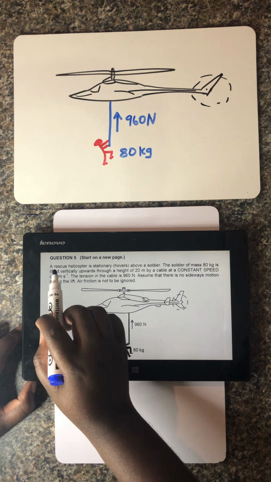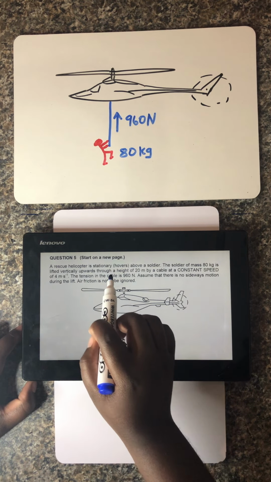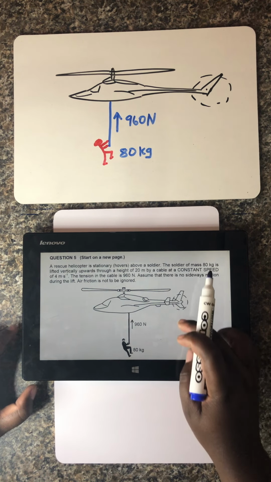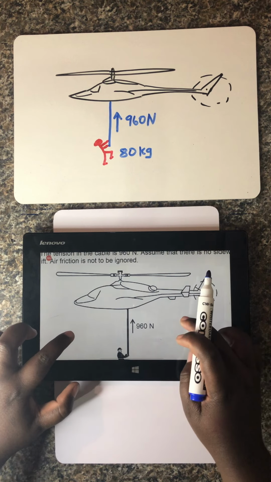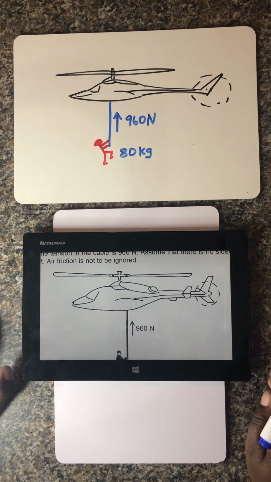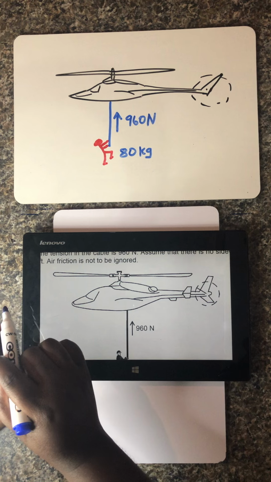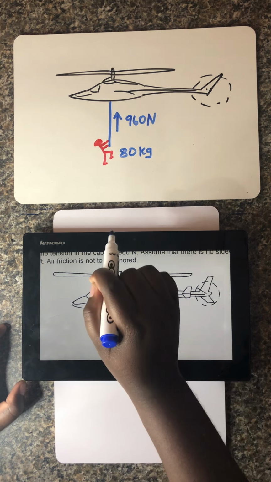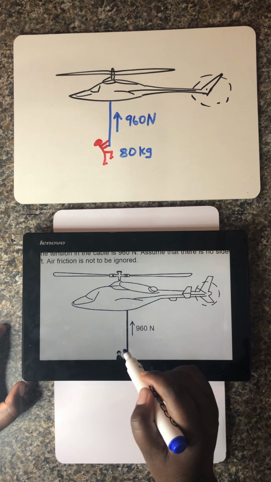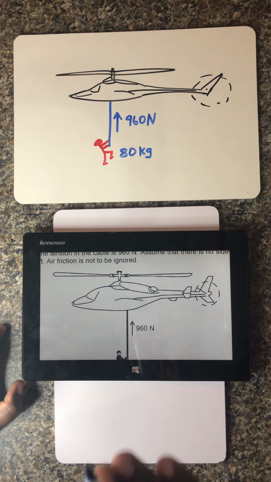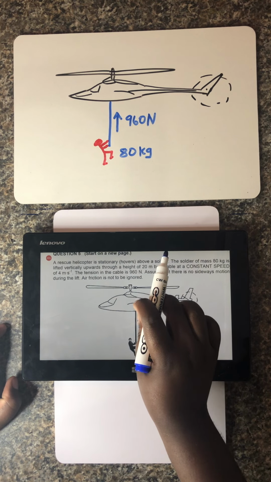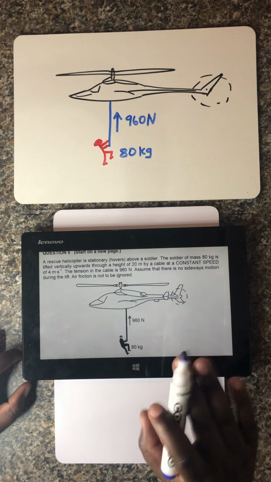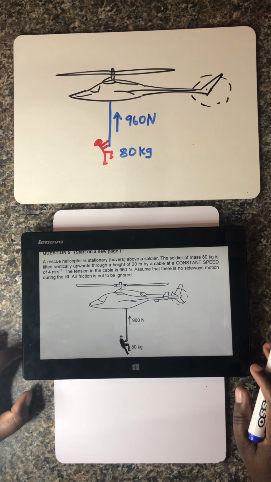We've got a rescue helicopter which is stationary above a soldier. That means this helicopter is not moving in any direction. It's not moving forward or to the left, not to the right, not upwards and not downwards, but it's stationary at that point. Obviously it's hovering, because it's in the middle of the air.